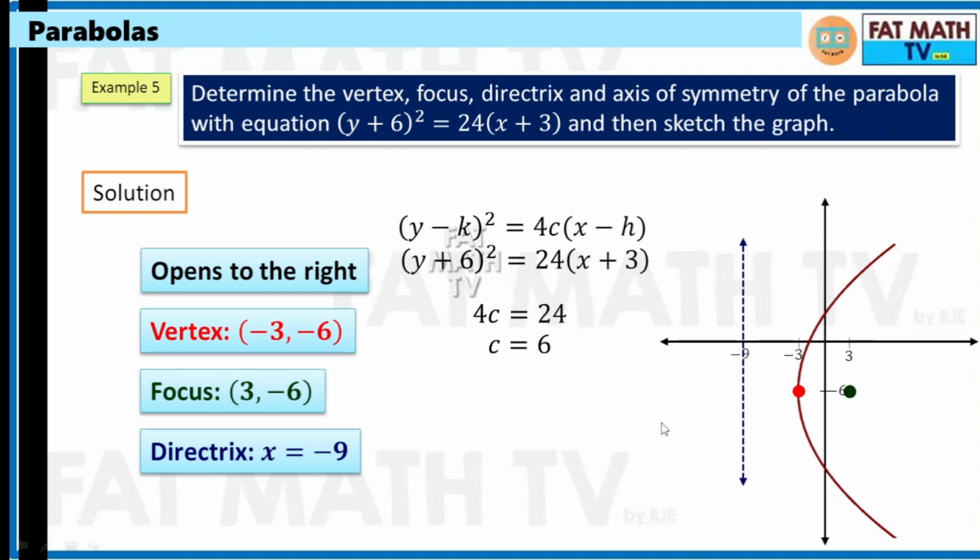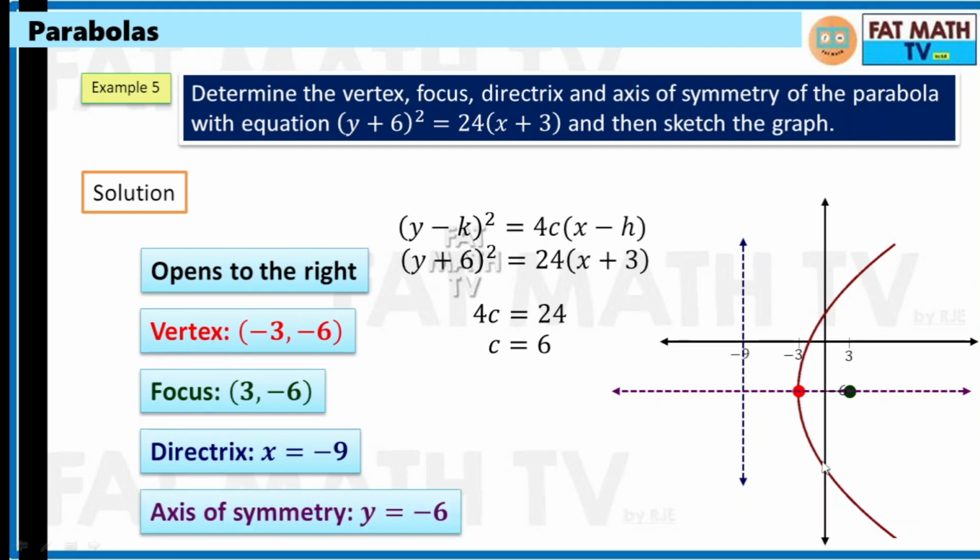For the axis of symmetry, that is a line passing through the vertex and the focus. So that is a horizontal line with equation y = -6.